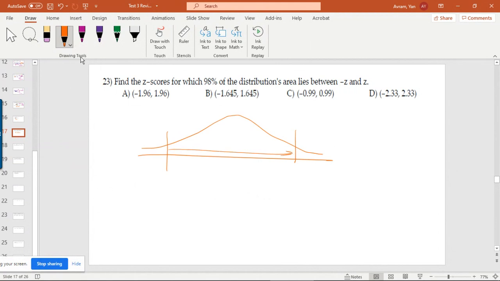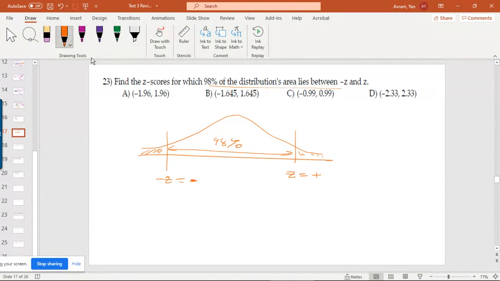So this one is distribution lies between negative Z and a positive Z. That means my 98% is in the middle, and the left-hand side will be negative Z, right-hand side will be positive Z. The good news is the bell curve is symmetric. So these two Z's are the same number, but the left-hand side will be negative, right-hand side will be positive. Okay, so I will only need to read one time.